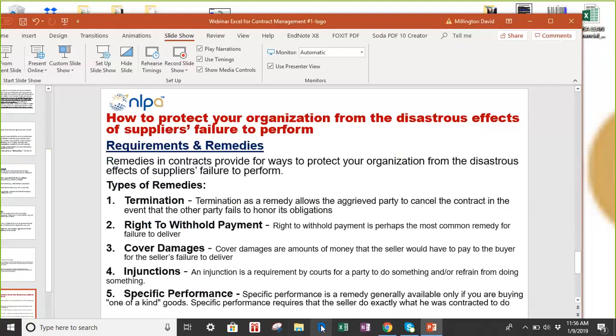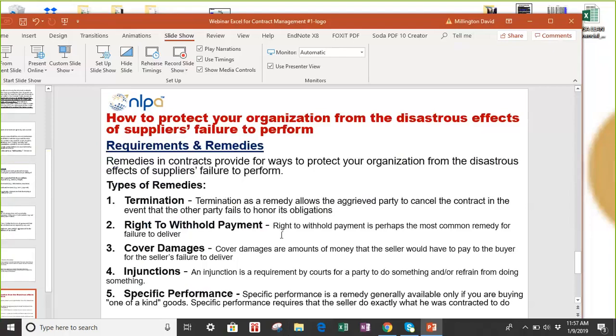The better and more meticulously we draft our contracts, the better we'll be able to control the total cost of ownership, especially if you have a situation where your suppliers are not performing to agreement. It's very important that we're able to protect our organizations from risk.